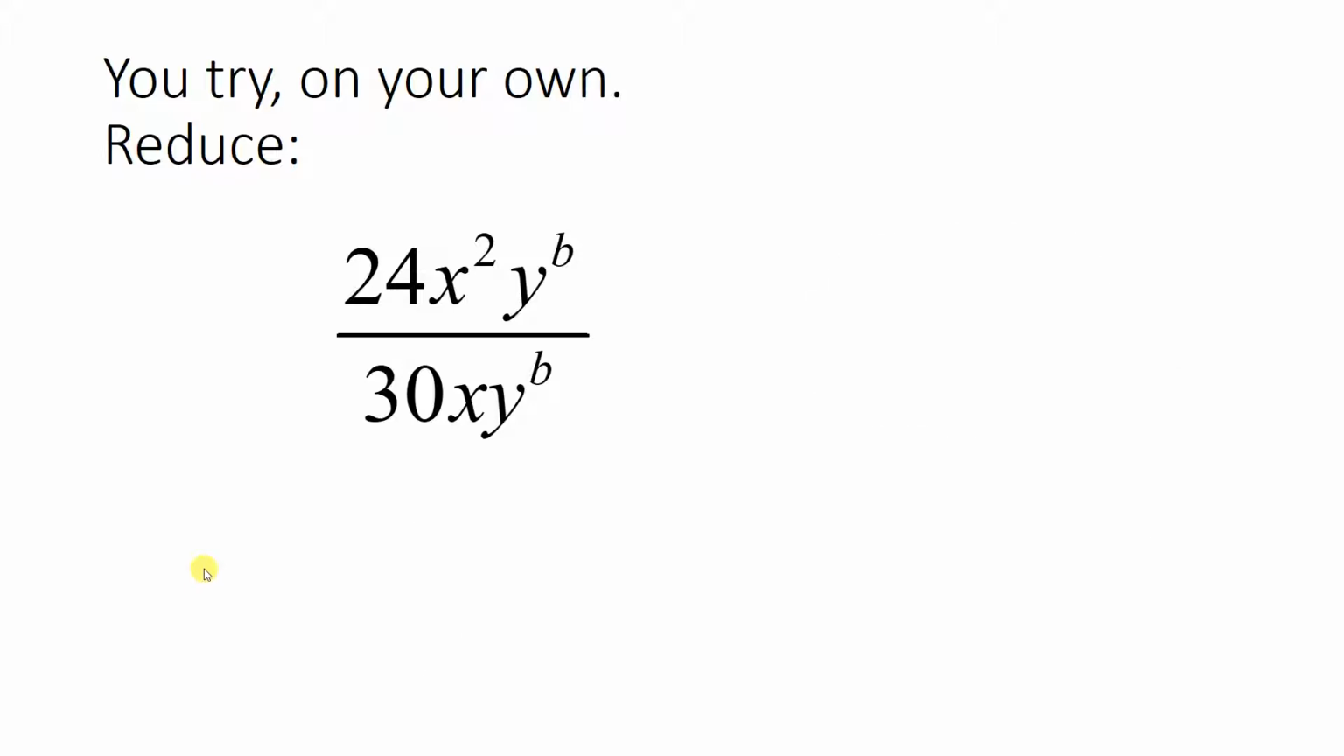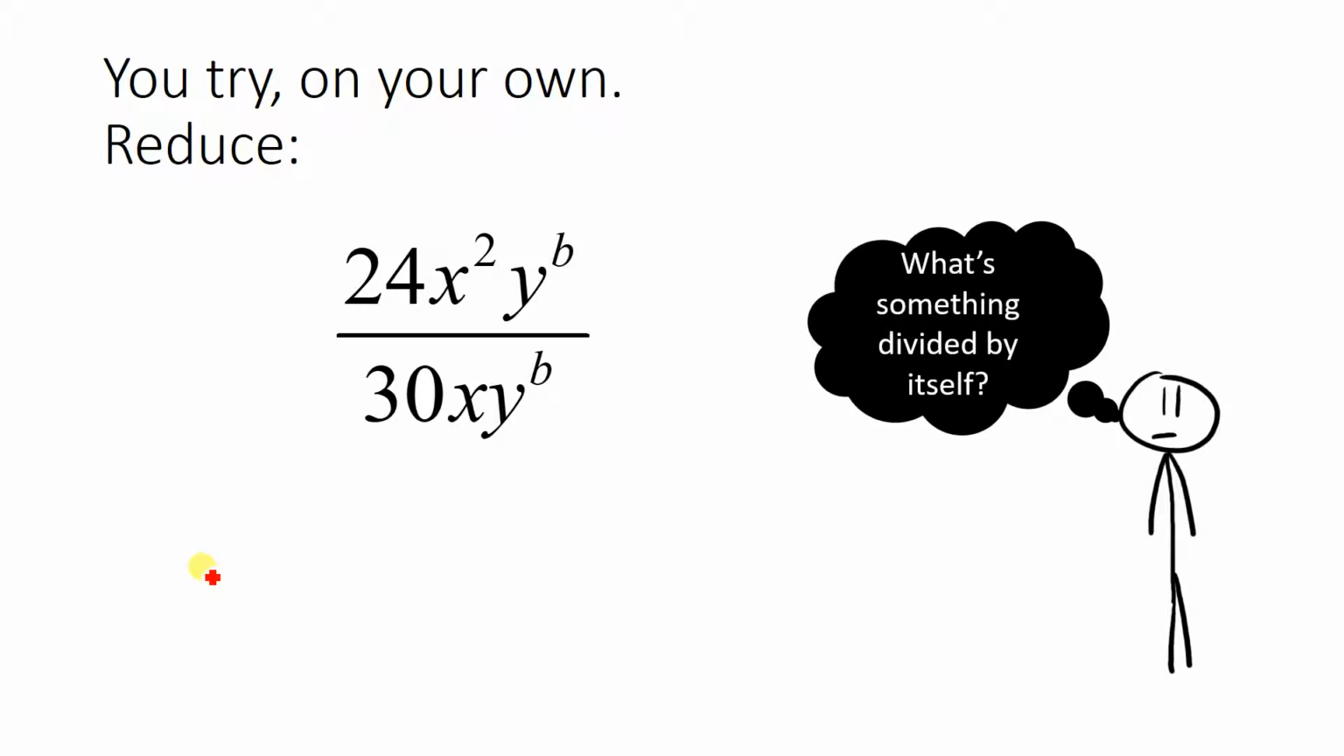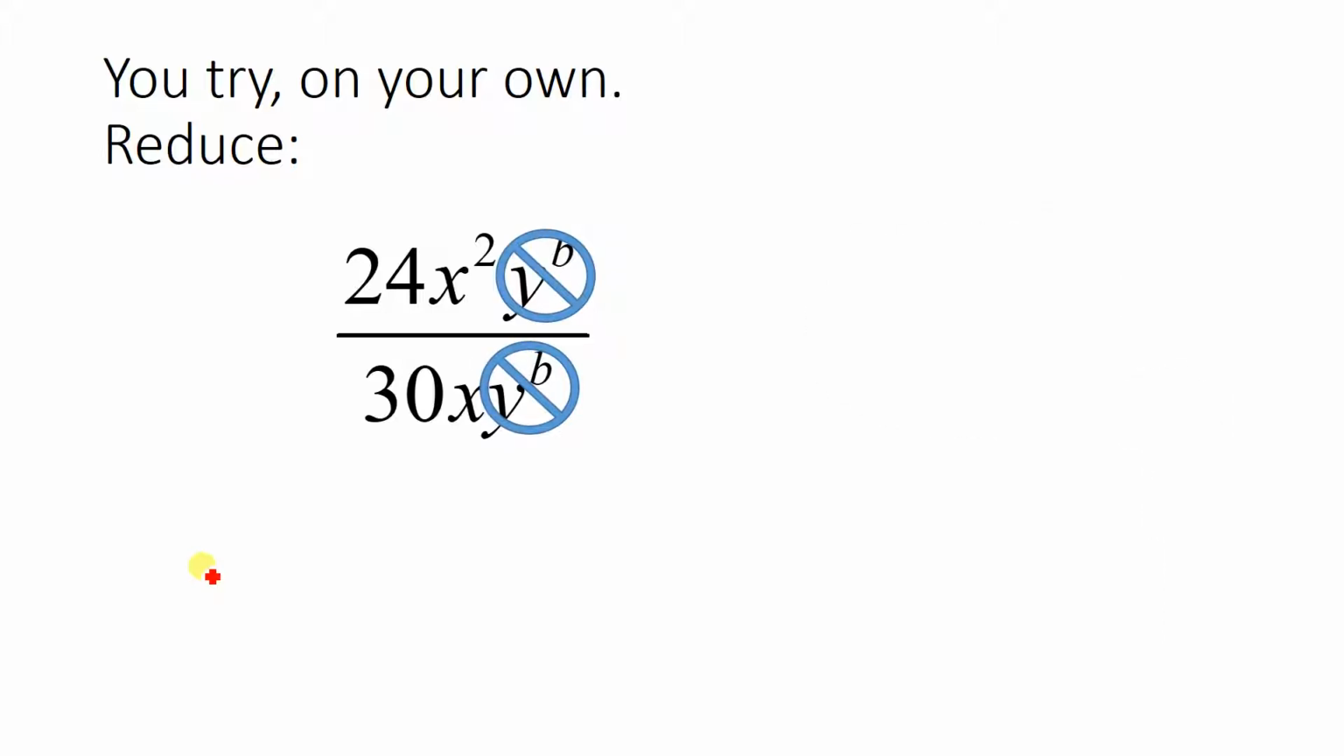So that doesn't work. Well, let's go ahead and take a look at how this whole thing works, all right? Y to the b, like we said, divided by itself is gone.